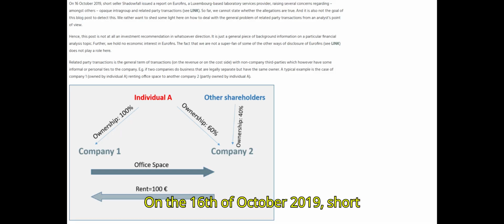On the 16th of October 2019, short seller Shadowfall issued a report on Eurofins, a Luxembourg-based laboratory services provider, raising several concerns regarding, amongst others, opaque intragroup and related party transactions. See link. So far, we cannot state whether the allegations are true, and it is also not the goal of this blog post to detect this.